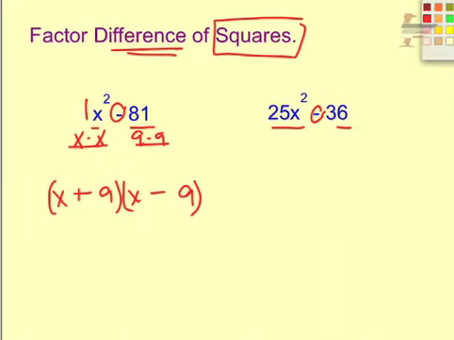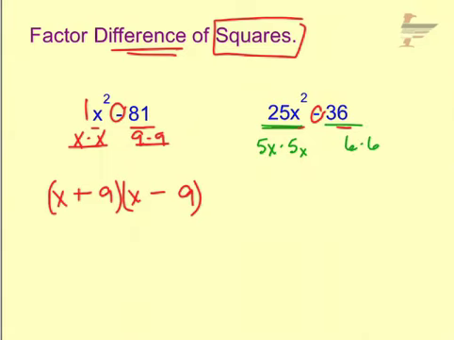So this next one, 25x squared. 25 is a perfect square number, and x squared is x times x. So this is really a 5x times 5x. This is what gives us the 25x squared. 36 is a perfect square.